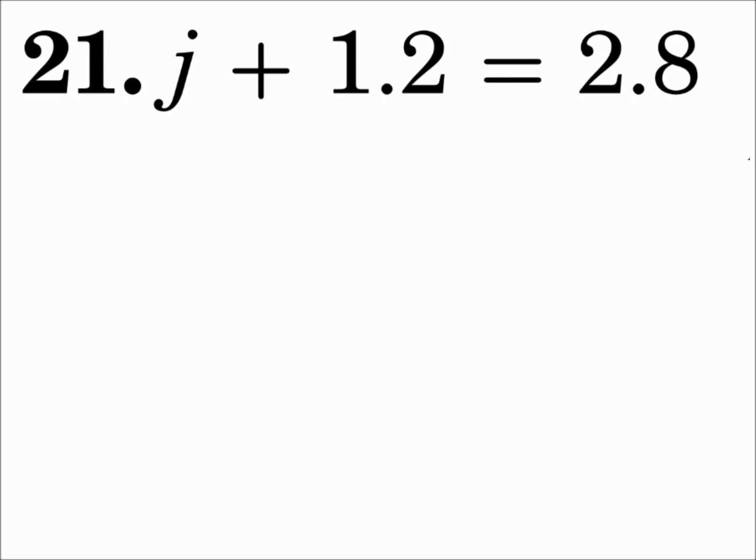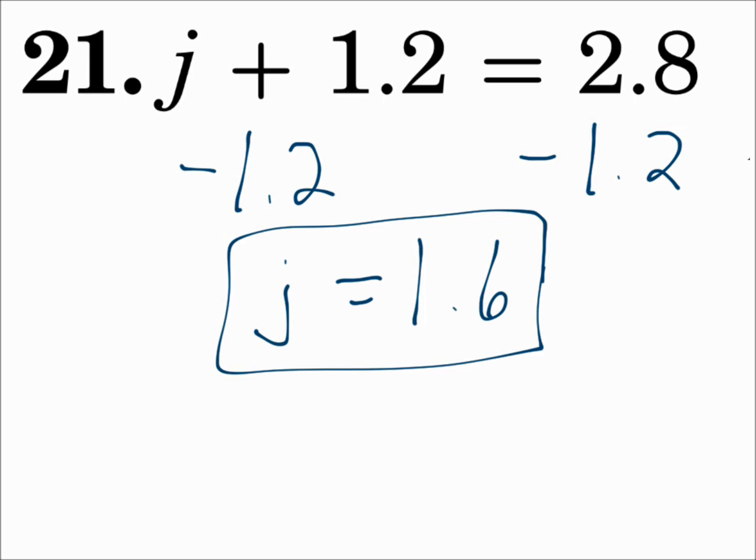J plus 1.2 equals 2.8. Well, to get rid of the 1.2, since it's being added, you should subtract it from each side of the equation. J plus 1.2 minus 1.2 is j. 2.8 minus 1.2 is 1.6.